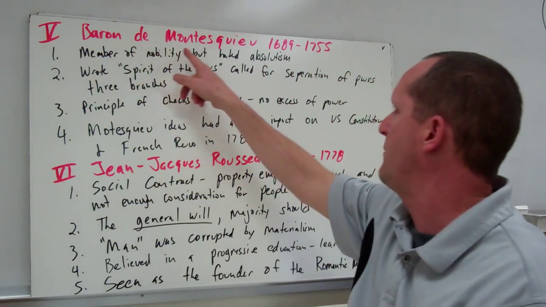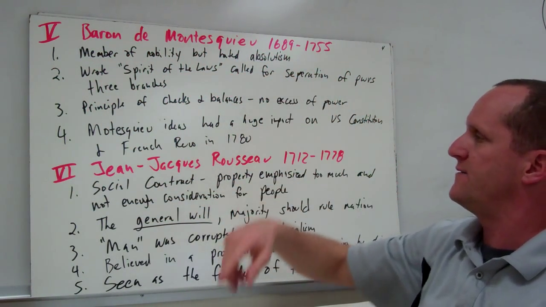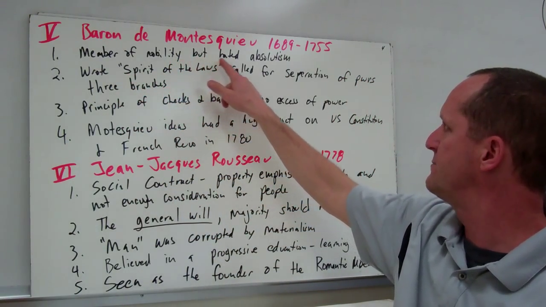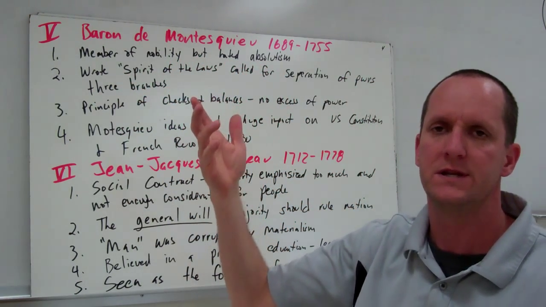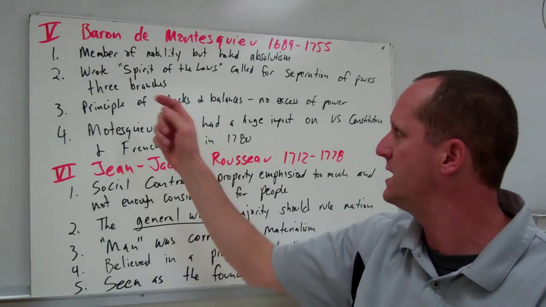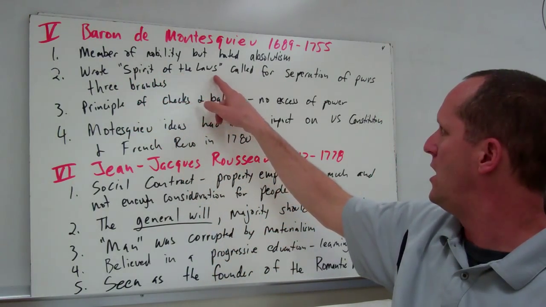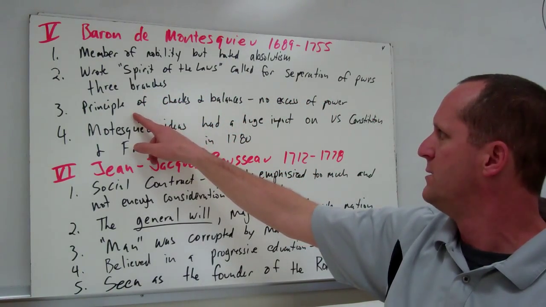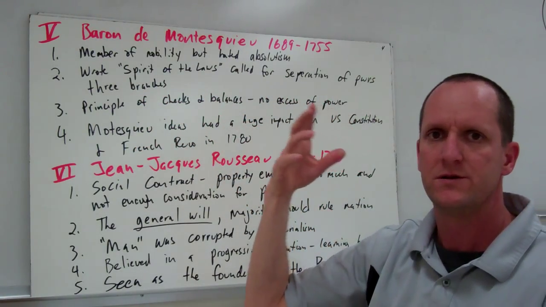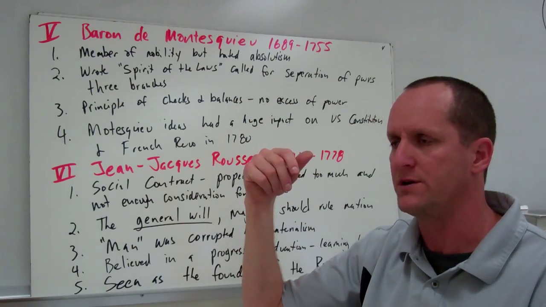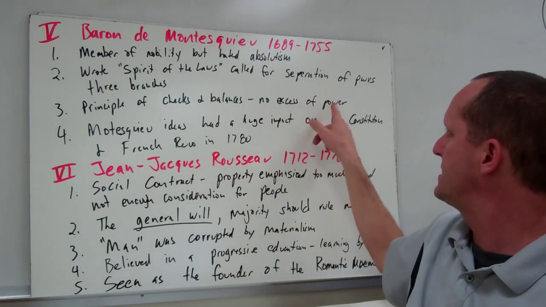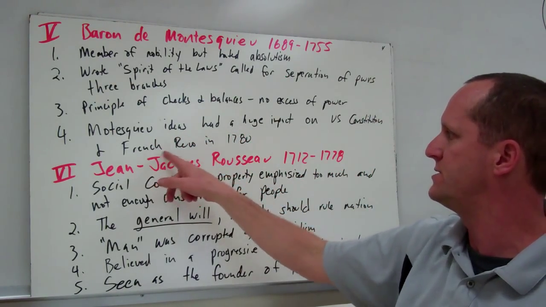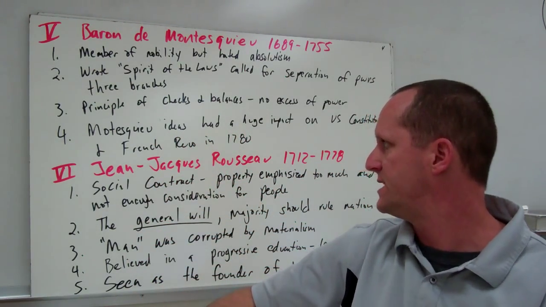Now, the Baron de Montesquieu, 1689 to 1755, he was a member of the nobility in France, but hated absolutism, so really despised King Louis XIV. Wrote Spirit of the Laws, called for separation of powers into three branches, principle of checks and balances. So these are all ideas that we have in our Constitution today. No excess of power. Montesquieu's ideas had a huge impact on the U.S. Constitution and the French Revolution, 1780.